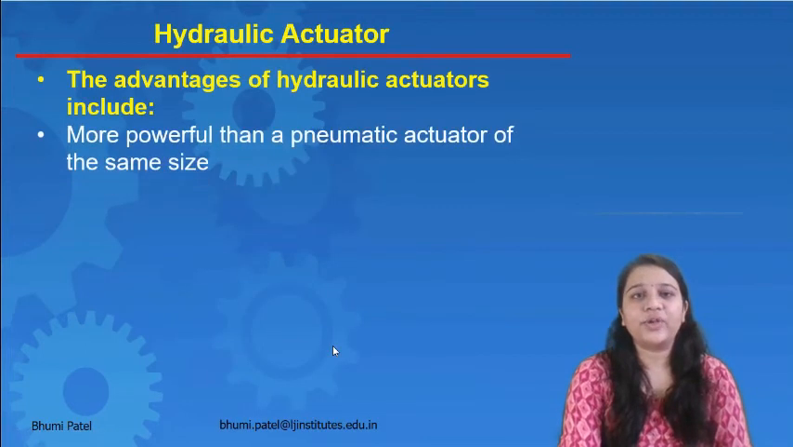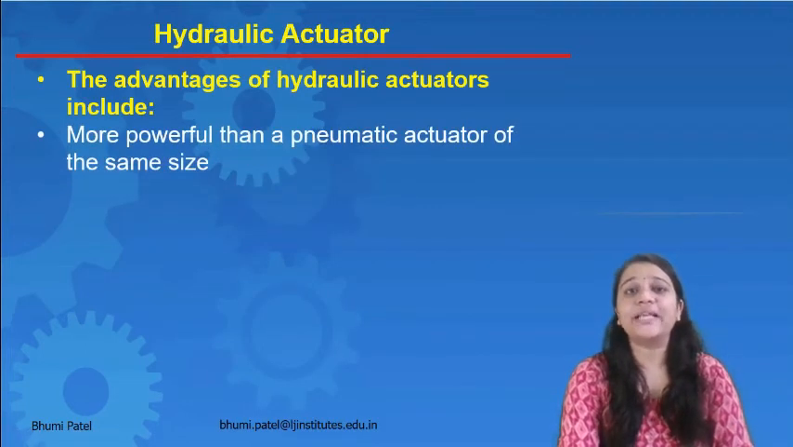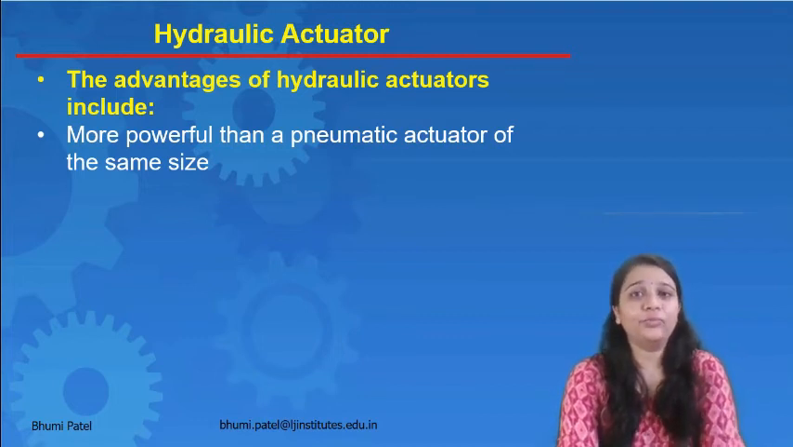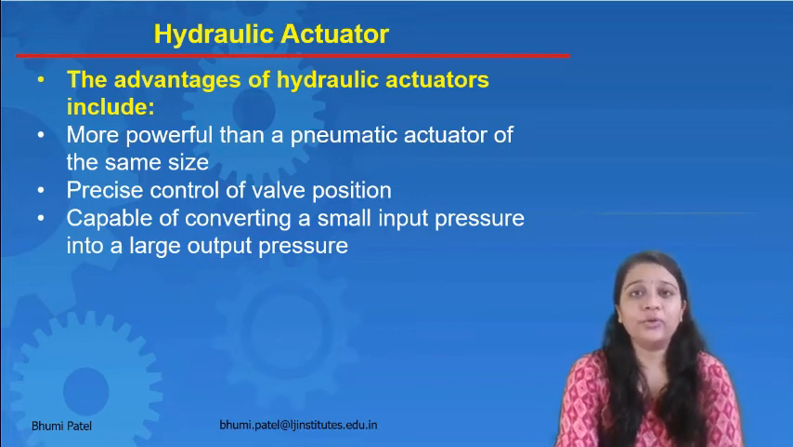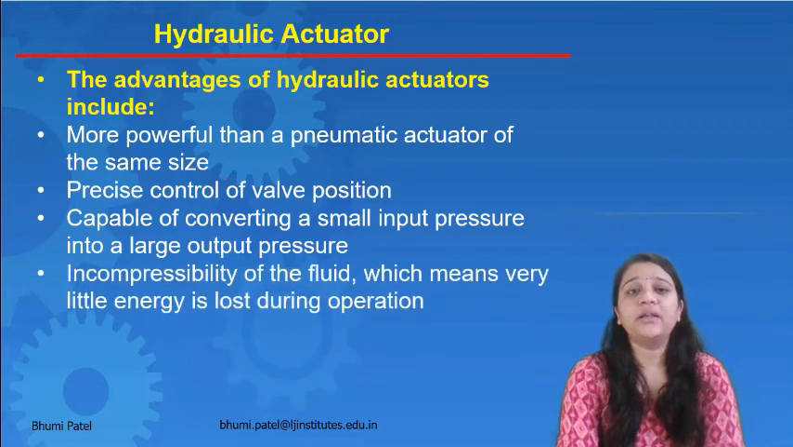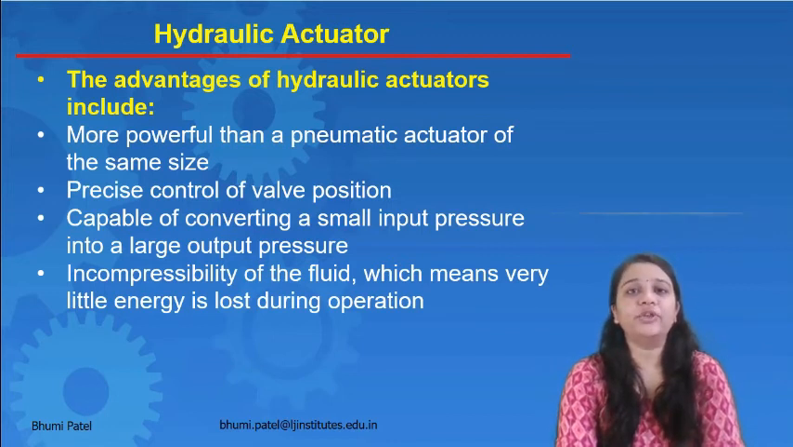So the advantages of the hydraulic actuators include that they are more powerful than pneumatic actuators of the same size. Next one is precise control of the valve position. It is capable of converting a small input pressure into a large output pressure, because we use a piston here, so we can control a large output pressure using the hydraulic actuators. Because of the incompressibility of the fluid, very little energy is lost during operation. So the hydraulic actuator is more effective than the pneumatic actuator.